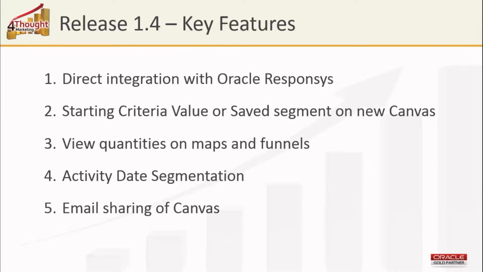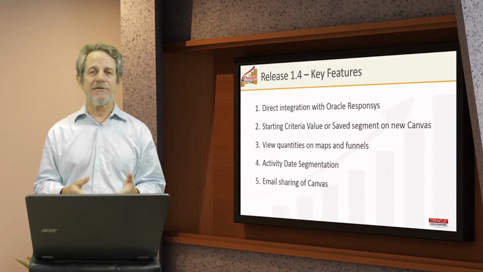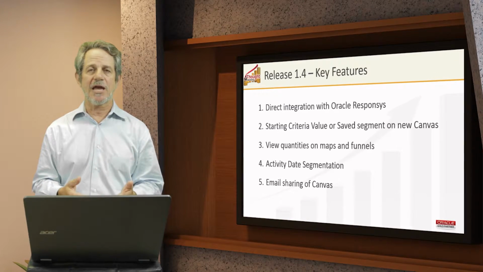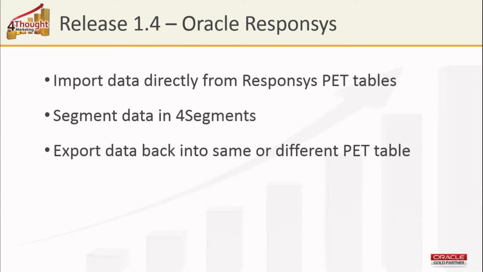The second is the ability to add starting criteria or save segments to a new canvas, whether it be a map, a funnel, different types of canvases have a starting criteria value. The third is to be able to show the quantities on your maps and funnels just by hovering over the map. Next is to be able to segment on activities and activity dates. And then finally, being able to share your canvas via email with your colleagues or manager. Let me walk you through each one of these.